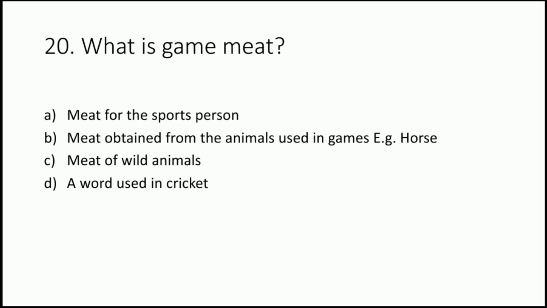So the correct answer to this question is option C, that is meat of wild animals. The non-domesticated farm-raised wild animals or birds that are slaughtered and commercially sold for food are known as game meat. So this is the meaning of game meat.